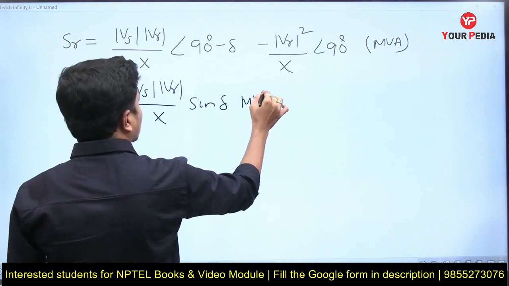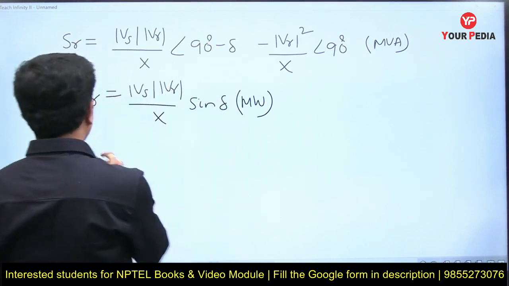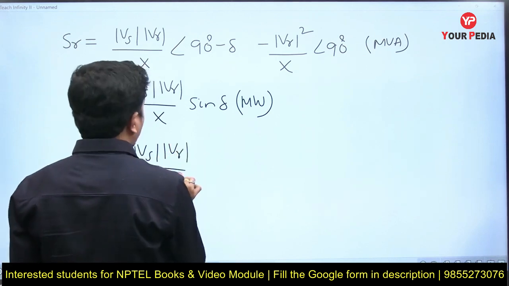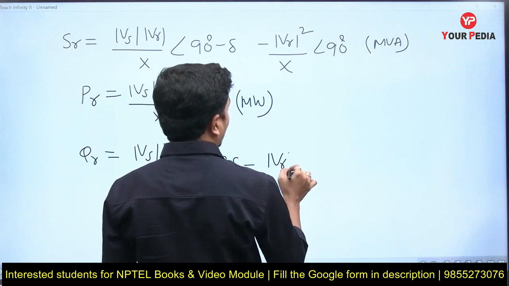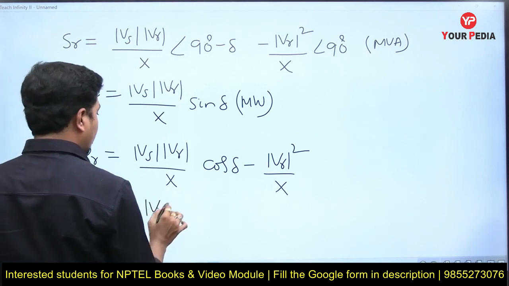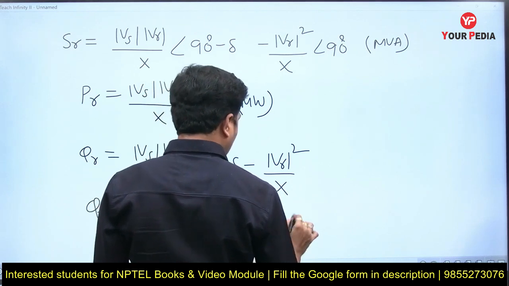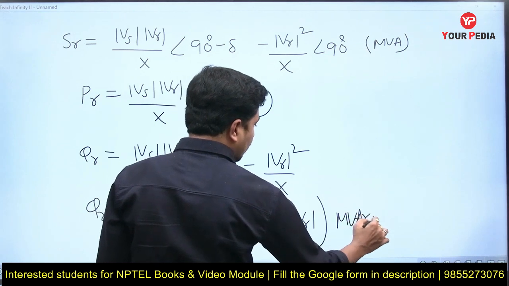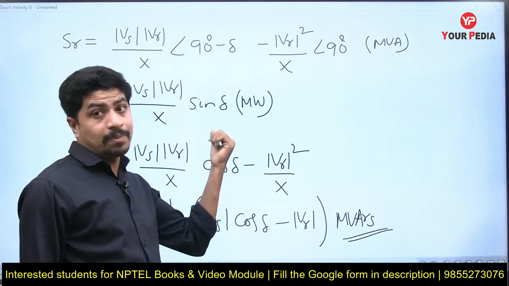If you apply sine, you are going to get Q. Let's find QR. QR is equal to mod VS mod VR by X into sin of 90 minus delta, which is cos delta, minus mod VR square by X times sin 90, which is 1. If I take mod VR by X outside, this is mod VS cos delta minus mod VR, in MVARs. So the receiving end real power and reactive power we have.